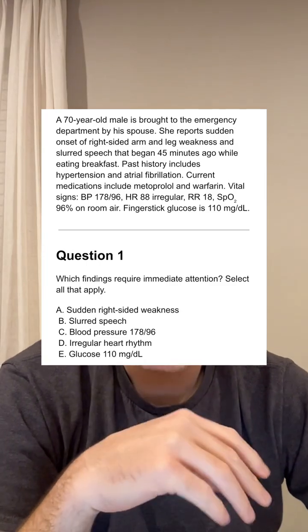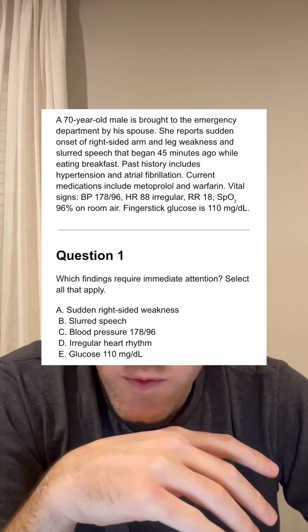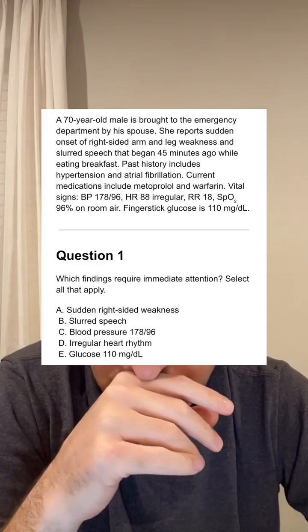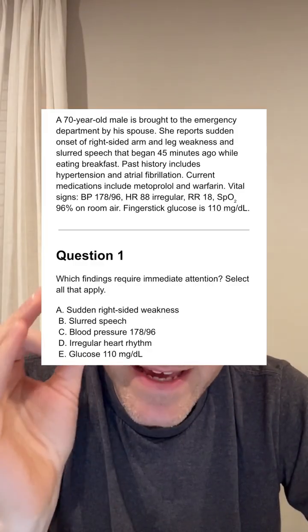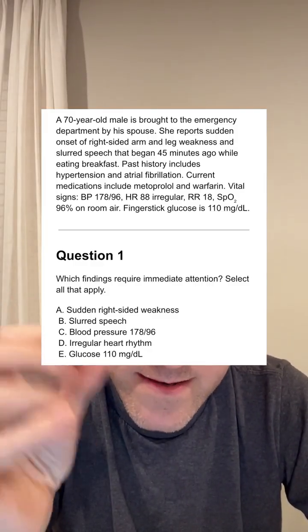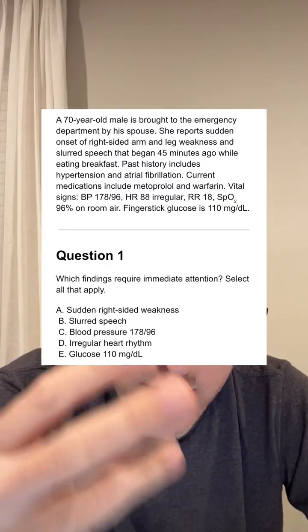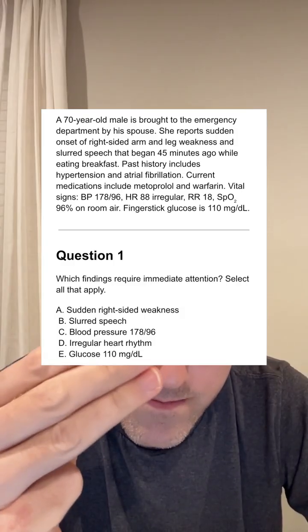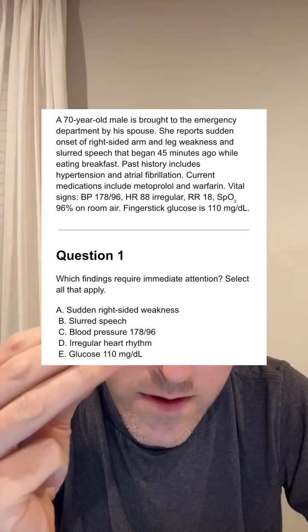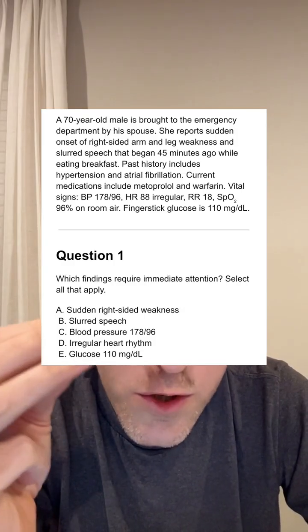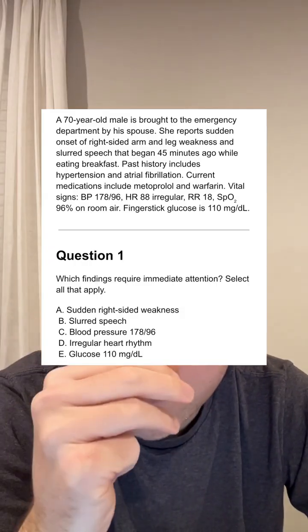Okay. So question 1. The answer is A, B, and D. All right, so sudden unilateral weakness, slurred speech, and irregular heart rhythm. Okay, those are the 3 cues that we are to recognize here.